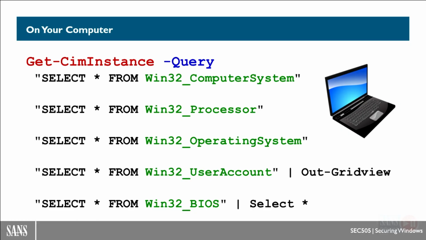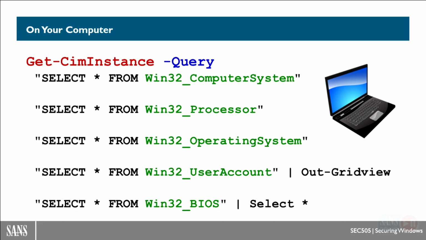Now, at the very bottom of the slide, this is the last command. Notice that the output of the command is being piped to select star. Select is the alias for Select-Object. And when you pipe it into select star, that's our way of telling PowerShell, hey, don't hold my hand like a babysitter, I can take it. Show me all of the properties and all the data.